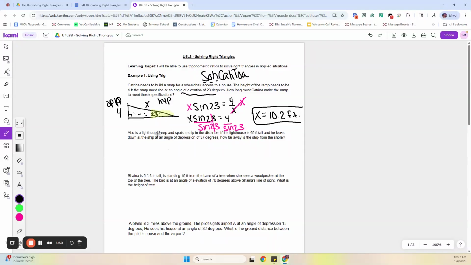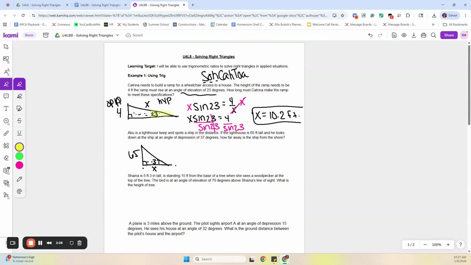Next one, Abu is a lighthouse keeper and spots a ship in the distance. If the lighthouse is 65 feet tall, and he looks down at the ship at an angle of depression of 37 degrees. Again, the angle of depression is horizontal to my 90 degrees. How far away is the ship from the shore? Ship from the shore, so that's x.